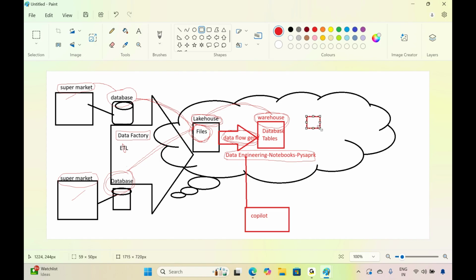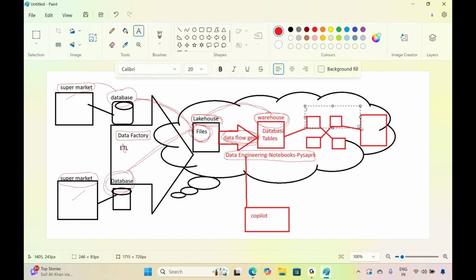Once the data is coming to your warehouse, you need to design a data model. What do you mean by data modeling? Data modeling means creating relationships between the tables to design interactive reports and dashboards. So we are going to use the Power BI tool finally. By using this warehouse, we will design the model. From this model, we can design the reports and dashboards by using Power BI. This is Power BI reports.